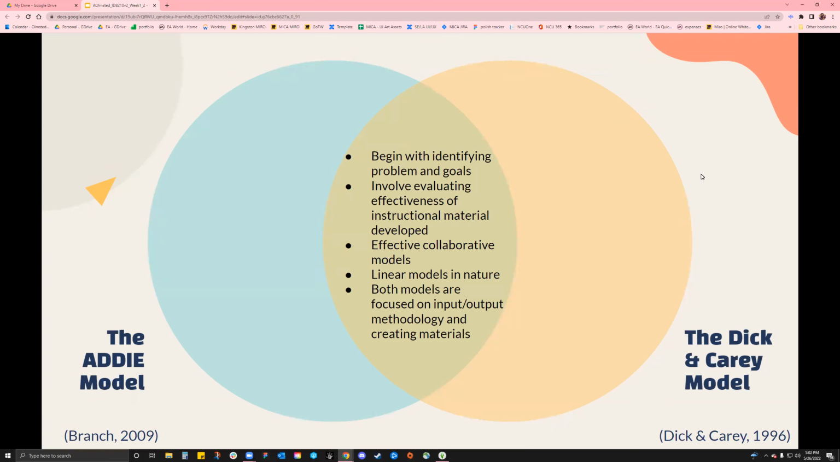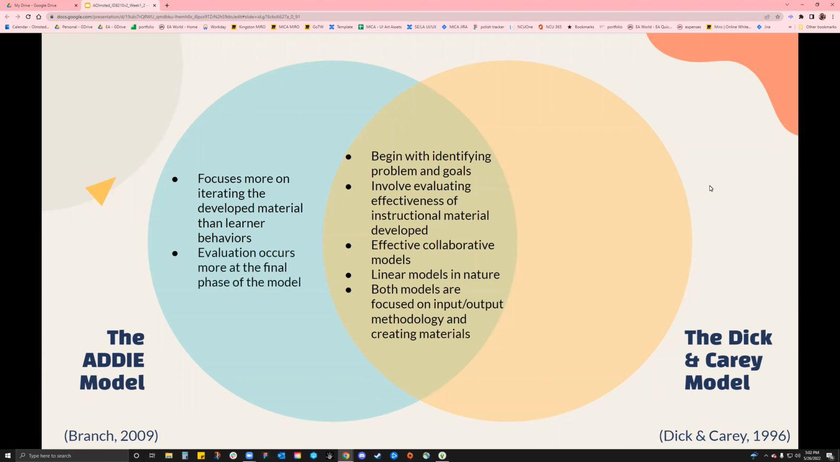When we look at how they differ, the ADDIE model focuses more on iterating the developed material than learner behaviors. In addition, evaluation occurs more at the final phase of the model than throughout the steps. And the ADDIE model is a sequential model with 5 dependent parts.